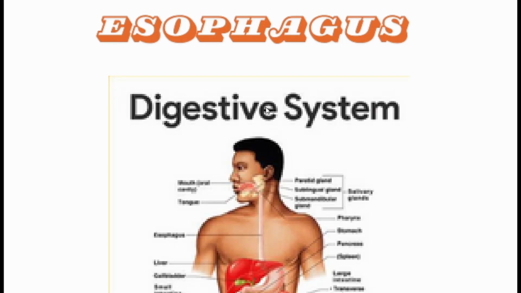Today we are going to discuss an important chapter in systemic pathology, that is GIT. From today onwards, let's focus on GIT. In GIT, we are going to discuss all about the esophagus.